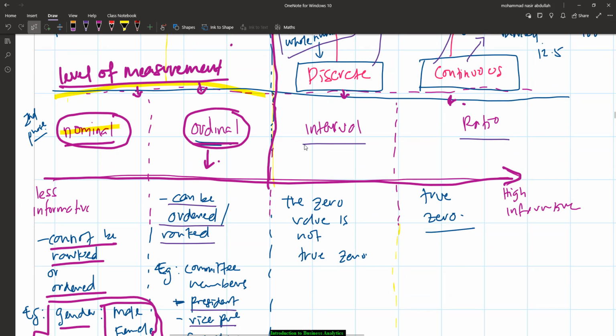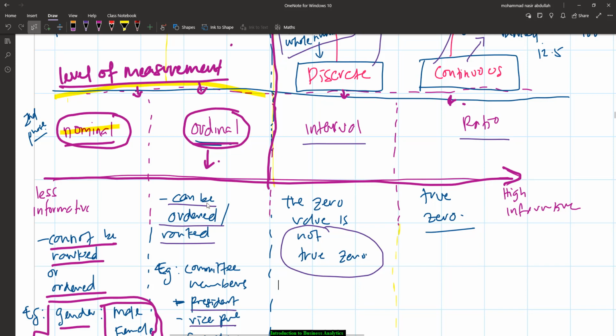So what differentiates between interval and ratio? Ratio and interval are differentiated by the true zero or not the true zero. Both are numeric values. What differentiates between numerical interval and ratio is the zero value. The zero value for interval is not a true zero. Not a true zero. What does it mean?